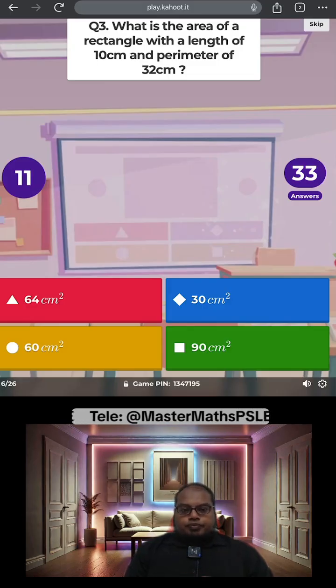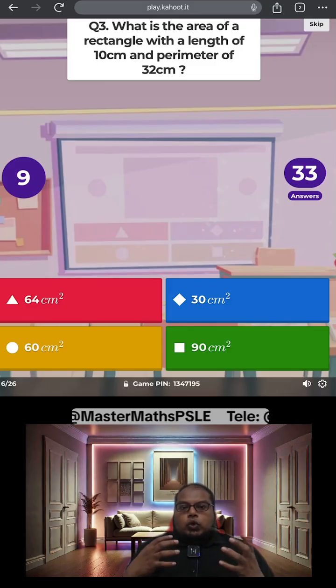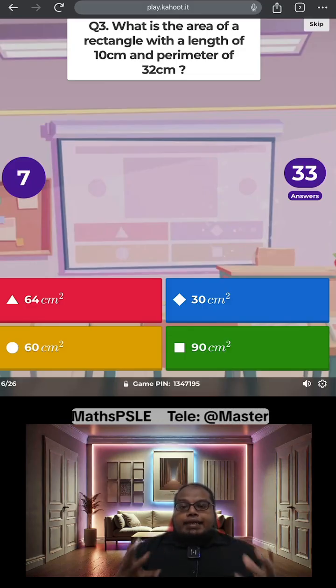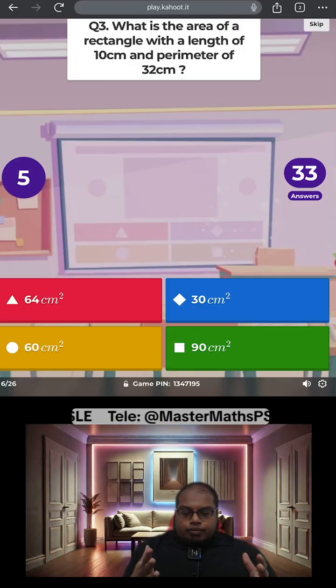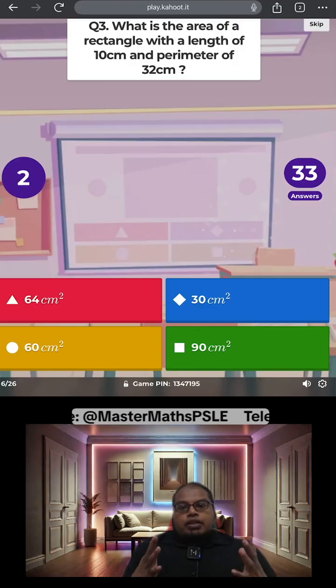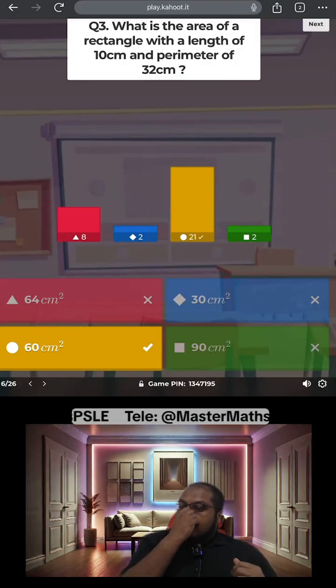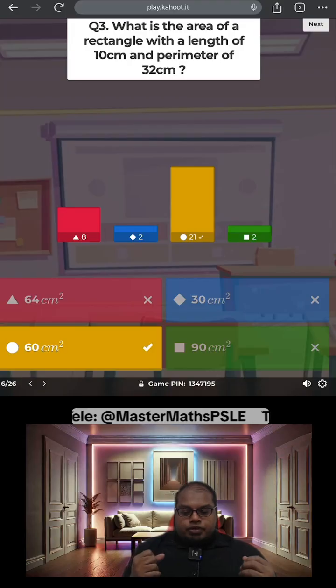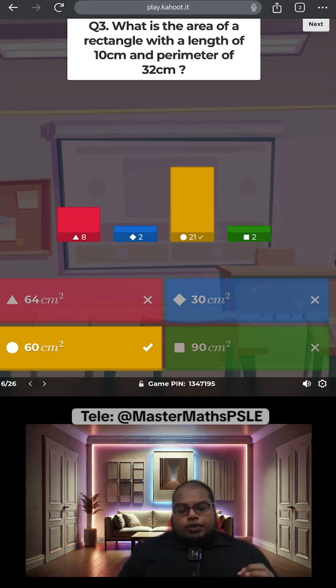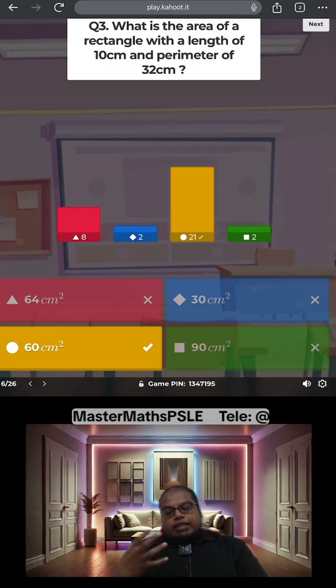Okay, so based on what I need to find area, okay, that's probably how I can find it. I know what I need to find. Alright, so yes, correct, the answer is 60 cm square. Let's see how we are getting this 60 cm square.